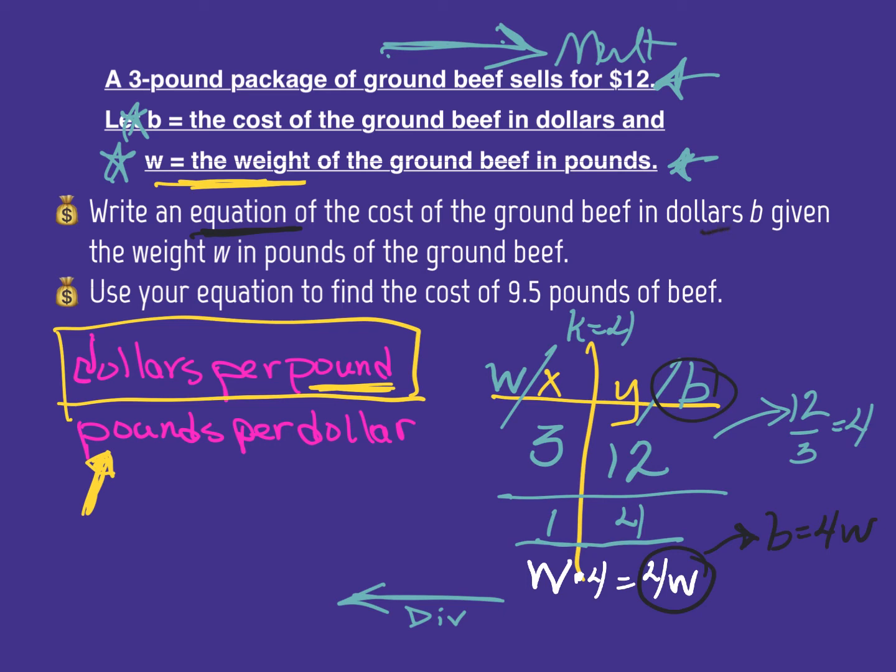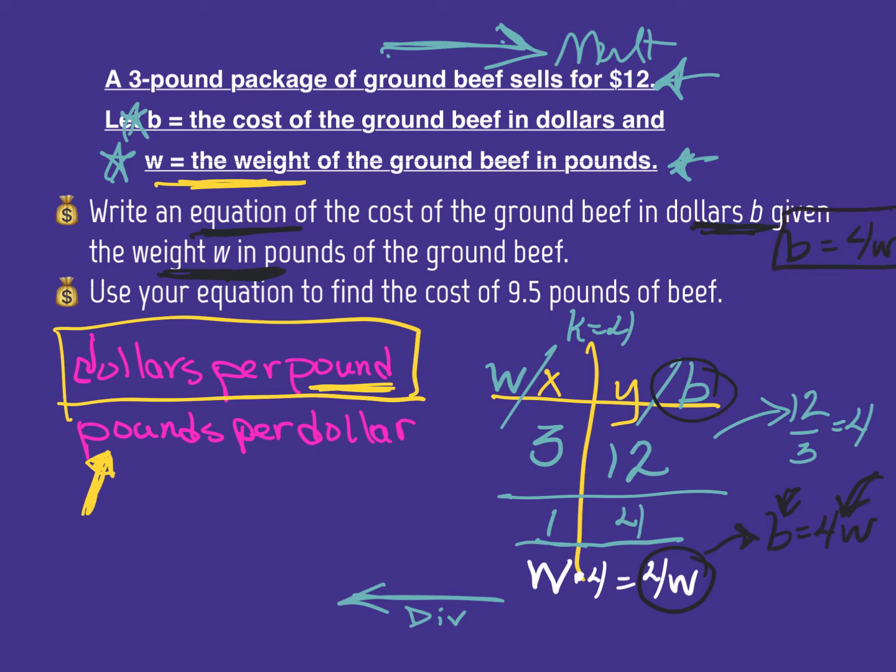And dollars B, given the weight in pounds. So does that make sense? If I'm given the weight, I need to find the cost. So here, I'd have to be given the weight, right? Multiply it by something to find the cost. That's what they asked me to do. That's what I did. So here's my answer for this first one, B equals 4W.